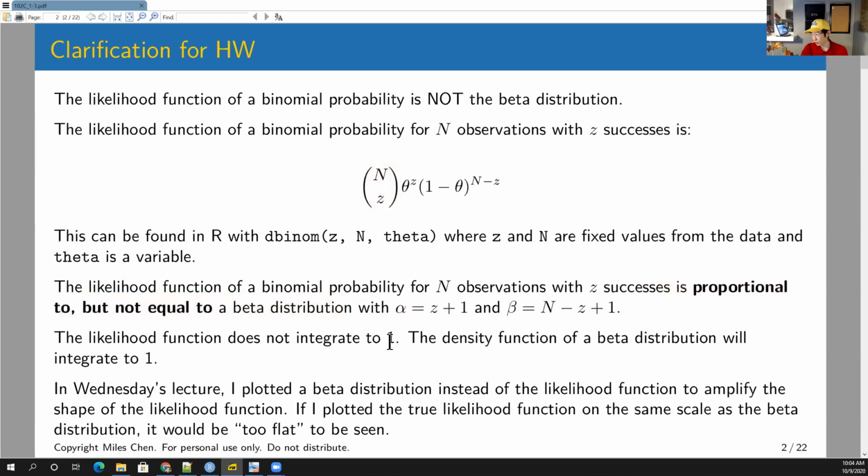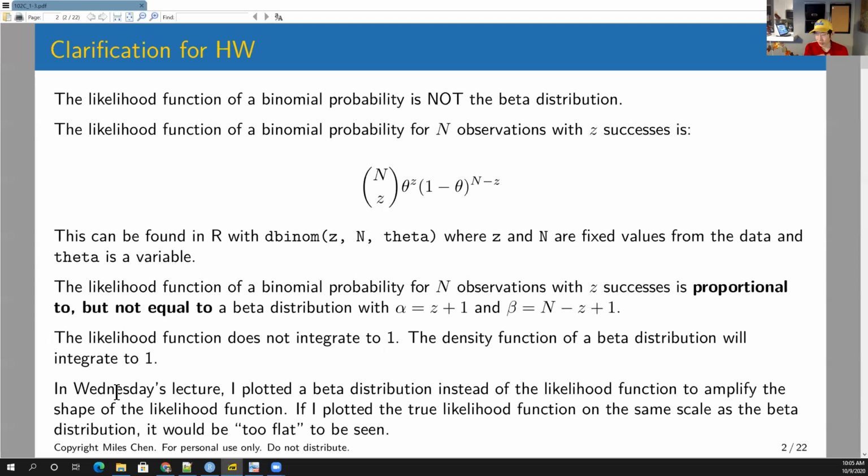The density function of a beta distribution, the PDF, will integrate to 1, whereas likelihood functions do not integrate to 1. That's an important thing to note. With the likelihood function, they don't integrate to 1, whereas density functions do. I realize I should have explained this, and maybe I'll go back and edit Wednesday's lecture to clarify a few things.